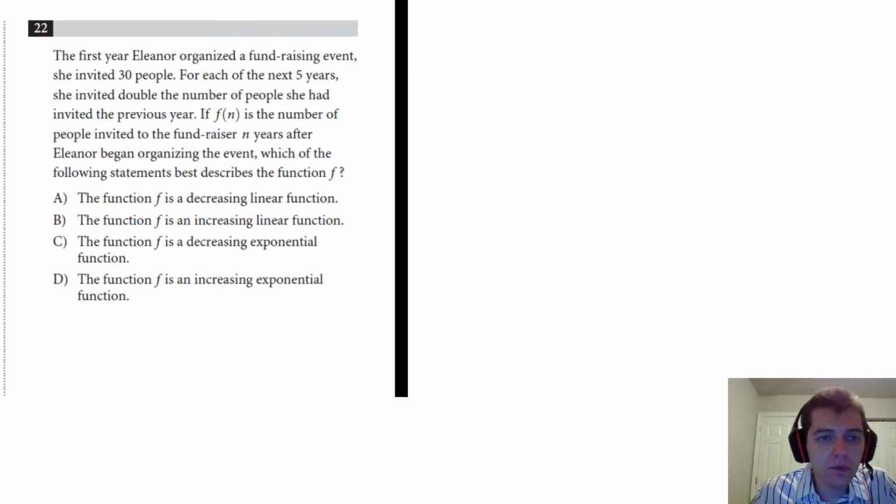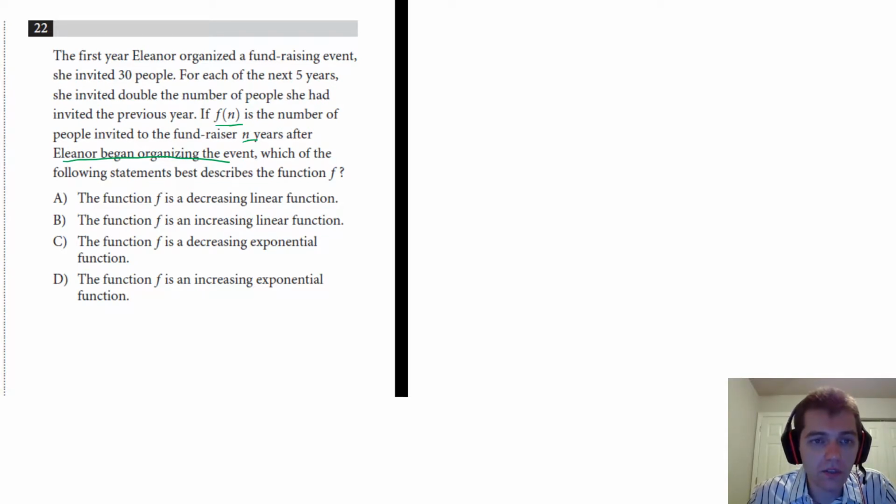Problem 22. The first year, Eleanor organized a fundraising event. She invited 30 people. For the next 5 years, she invited double the number of people she had invited the previous year. If f of n is the number of people invited to the fundraiser n years after Eleanor began organizing the event, which of the following statements best describes the function f? And the options they give you are that the function is either increasing or decreasing, and that it's either a linear or an exponential function.